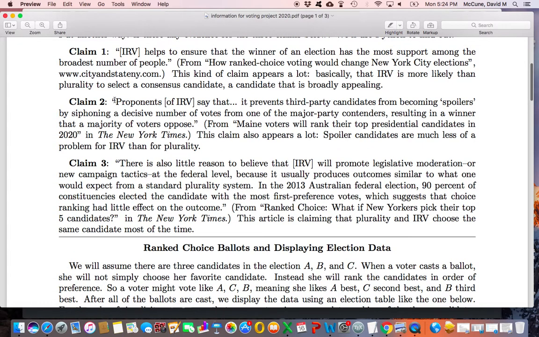Claim 2. Proponents of this method say that it prevents third-party candidates from becoming spoilers by siphoning a decisive number of votes from one of the major party contenders. Okay, so this kind of claim also appears a lot, that spoiler candidates are just much less of a problem for instant runoff voting than they are for our usual method. I will have to define later what a spoiler is, but at the very least, if you follow this debate at all, you've heard the term spoiler. They are bad, you would like to avoid them. This claim is saying instant runoff voting helps avoid them.